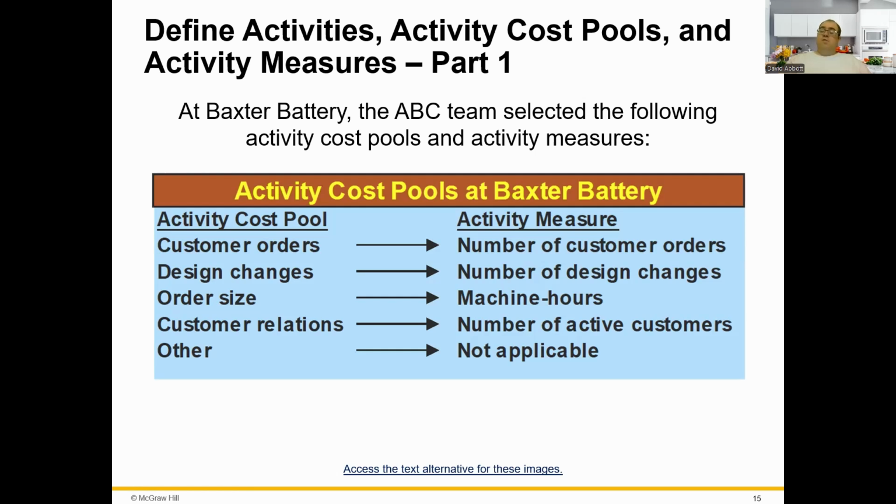So customer orders we could measure by the number of customer orders. Design changes by the number of design changes. Order size would have to do with the number of machine hours used to produce those orders. Customer relations would be the number of active customers, which would affect our cost for customer relations.